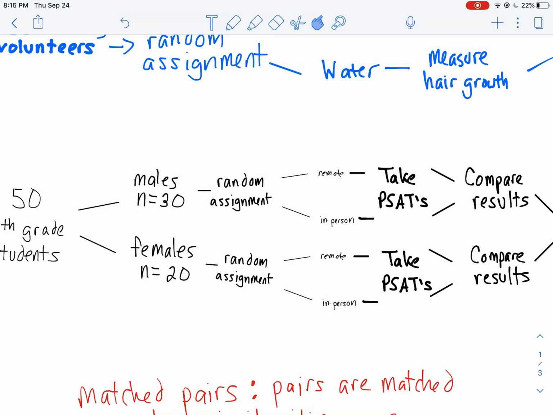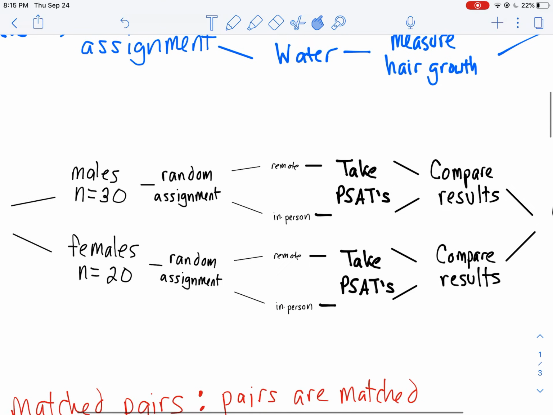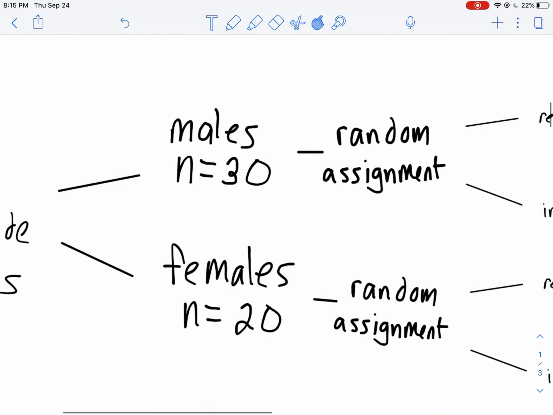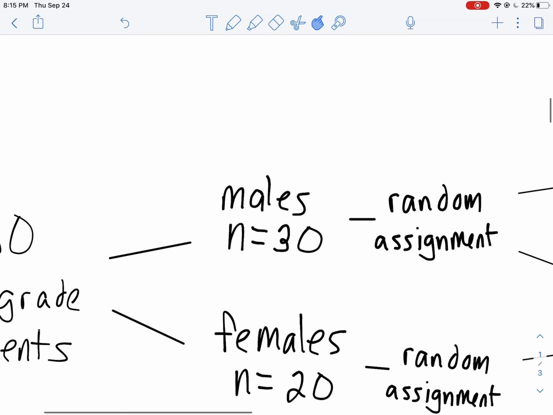Because what we're testing here is we're going to have students either do a remote model or do an in-person model, take the PSATs, and then we're going to compare the results. By blocking them by males and females, what I'm doing is I'm accounting for a confounding variable here. Maybe gender has something to do with this. We don't know. So what I'm doing is I'm separating by gender, so that way that can't come into question when I'm looking at my results.